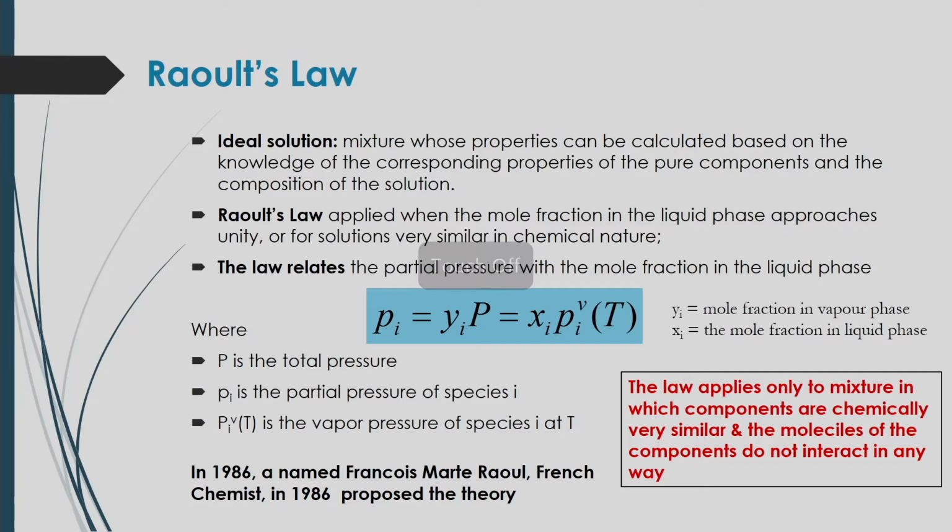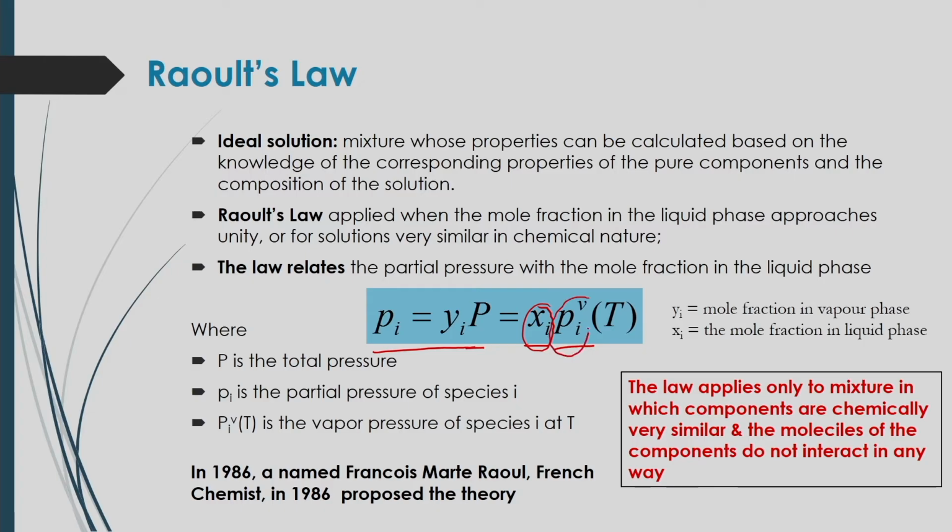Here we can say that this partial pressure will be equal to the mole fraction times the system total pressure, and this partial pressure again will be related to the mole fraction of that component in the liquid phase, denoted by xi, and the vapor pressure of that component at that particular temperature.